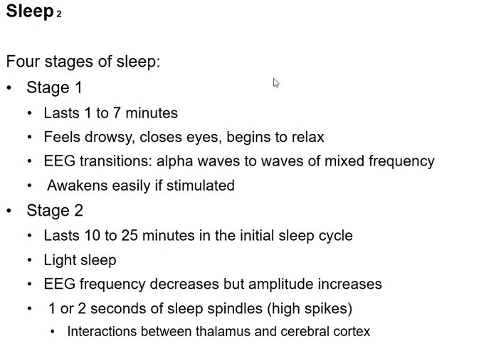So the first stage of sleep, 1 to 7 minutes long, you're drowsy, you close your eyes, you're relaxing, your muscles are kind of letting go, you're losing your muscle tone. And if you're hooked up to an EEG, then you can see the alpha waves changing. But it's very easy to wake you up in the first stage of sleep. And then the second stage is where you're in actual light sleep.